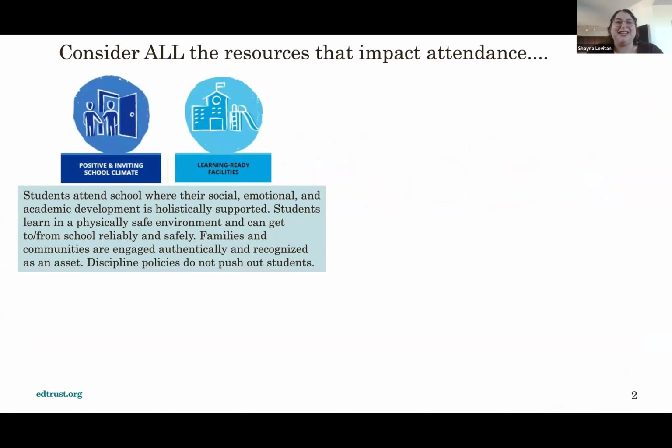We'll be talking about Dimension 6, positive and inviting school climate, but Dimension 9 also outlines learning-ready facilities. So it asks us to consider what is the physical state of the building and how could that be impacting absenteeism? Is there proper AC and ventilation in all classrooms, or will students be overheated or freezing cold when they show up to school? And a really fundamental question, are there safe and reliable school buses and school bus schedules that get students to school every day on time?